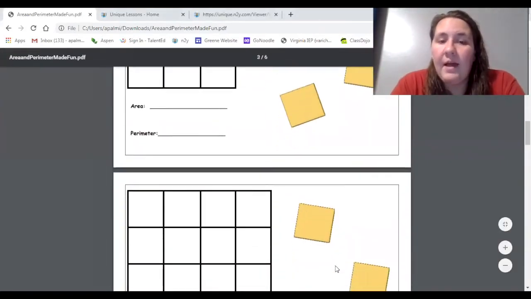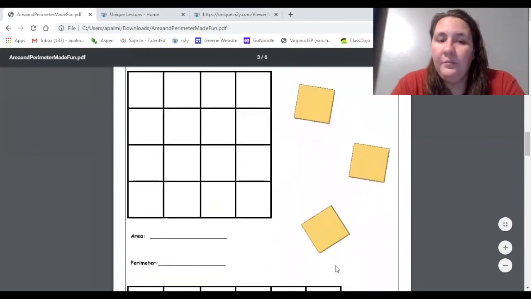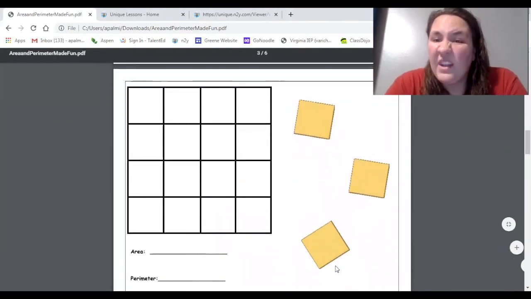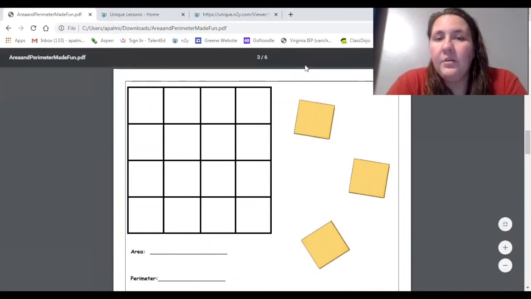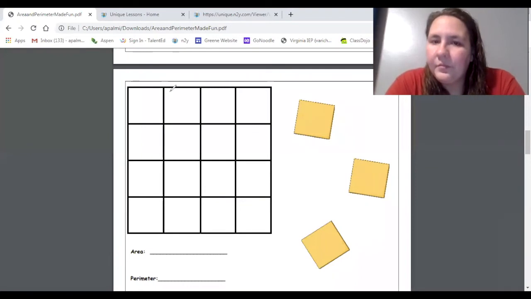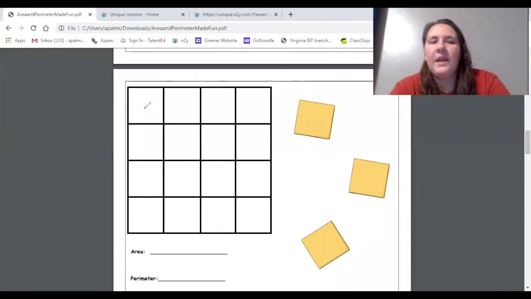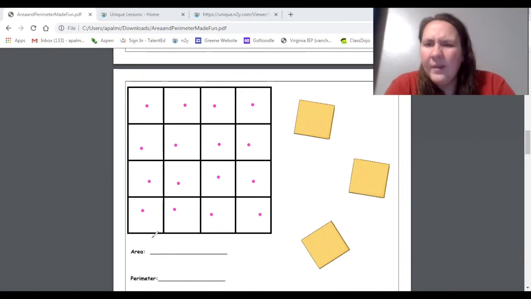So we did that one in the last lesson. We're going to move on to this big shape here. Okay. So let's do area first. Let me change my color to area. Area is on the outside or the inside? Inside. Beautiful. So let's count together. Ready? 1, 2, 3, 4, 5, 6, 7, 8, 9, 10, 11, 12, 13, 14, 15, 16. Beautiful. 16.